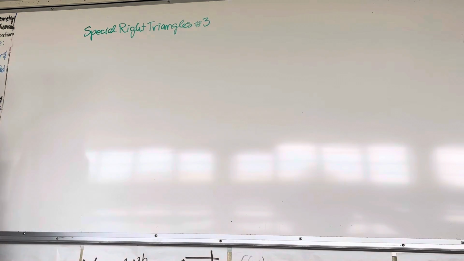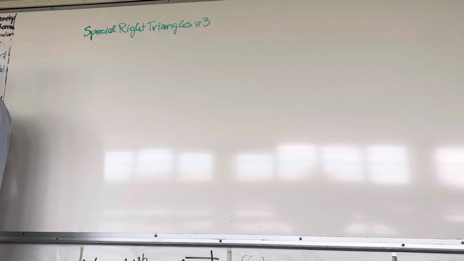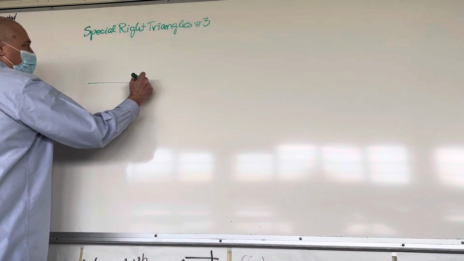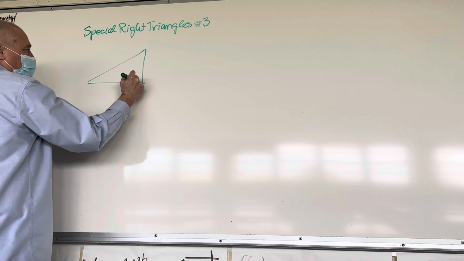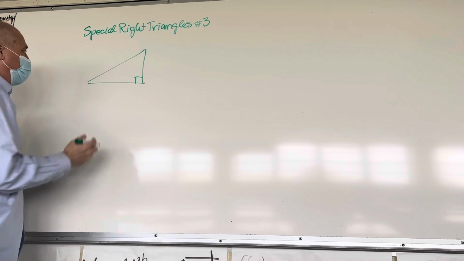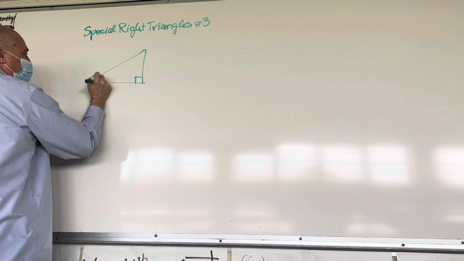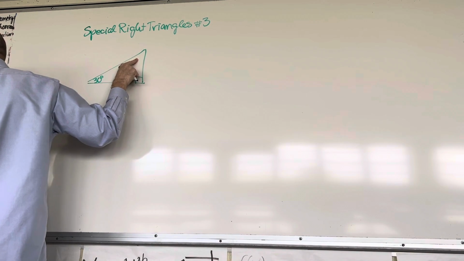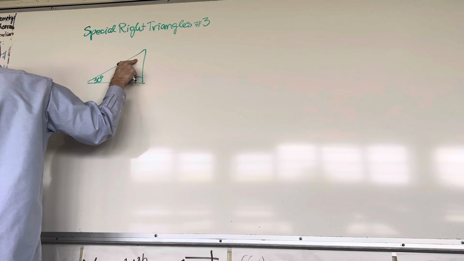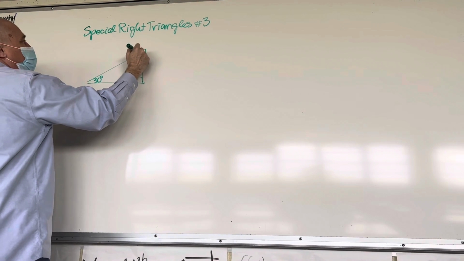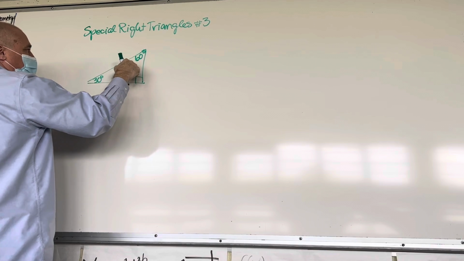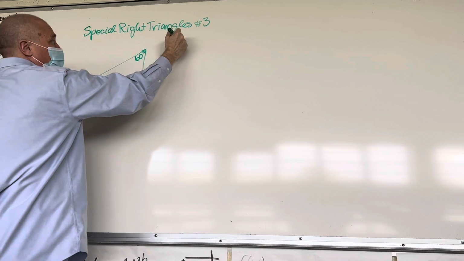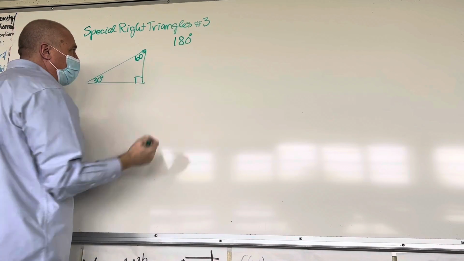But just from the name, what do you know about the name? What type of triangle are we dealing with? Special right triangles. So first of all, here's your right triangle. What makes it special? If this is 30 degrees here, what does this angle end up being up here? 60. 30 plus 60 is 90, plus 90 is 180. That's your total number of degrees in a triangle.